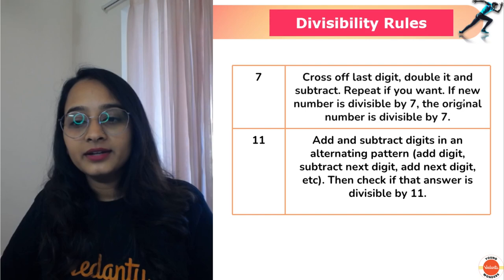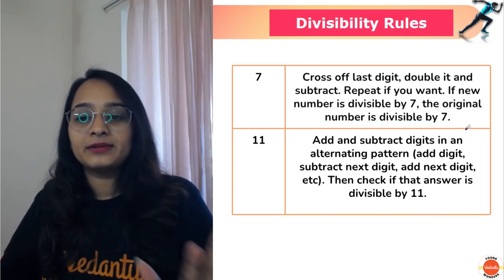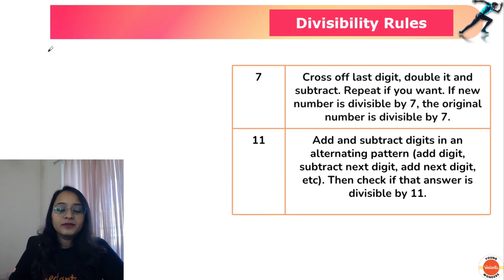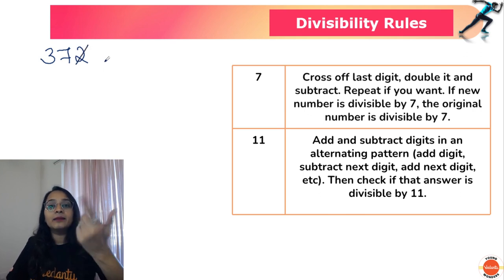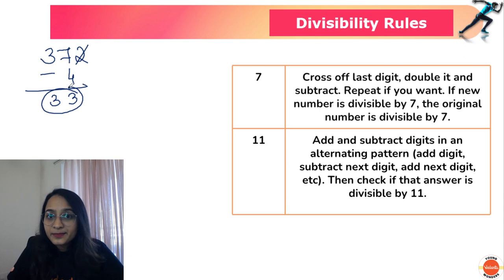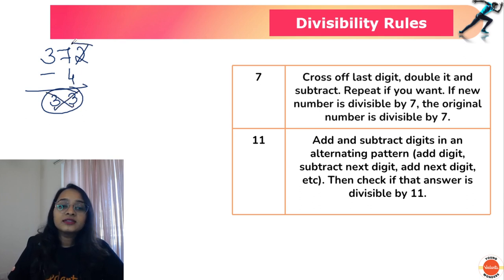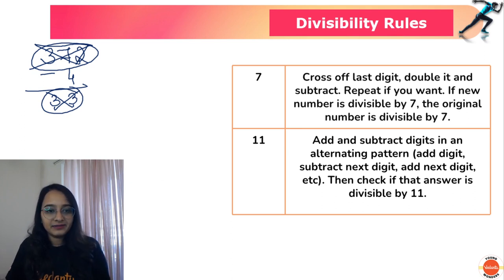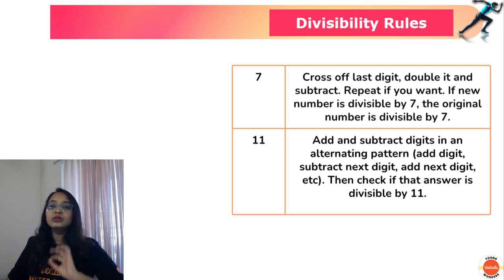If you know that the number is divisible by 7, then the original number is divisible by 7. Iska kya matlab hai? So let's take 372. Now cross off the last digit and double it. So double kya hoga yahan pe? 4. And subtract. 7 minus 4 will give you 3. Is 3 divisible by 7? No. So 372 also won't be divisible by 7. That's what the rule says.